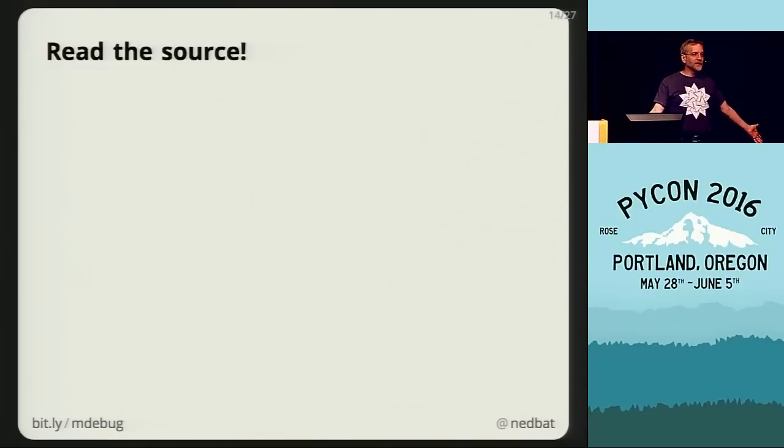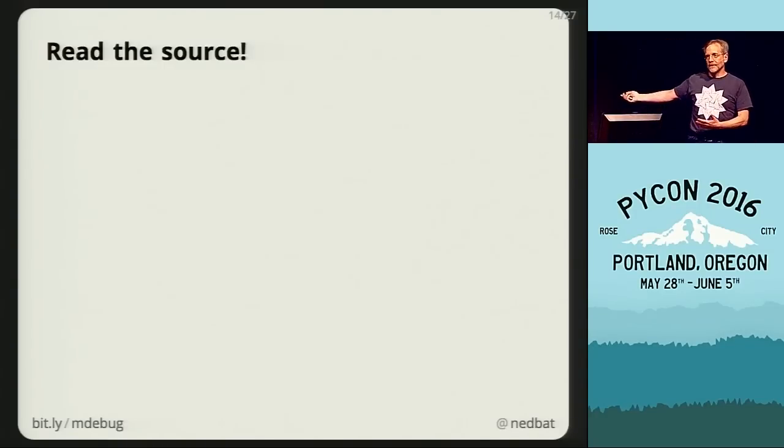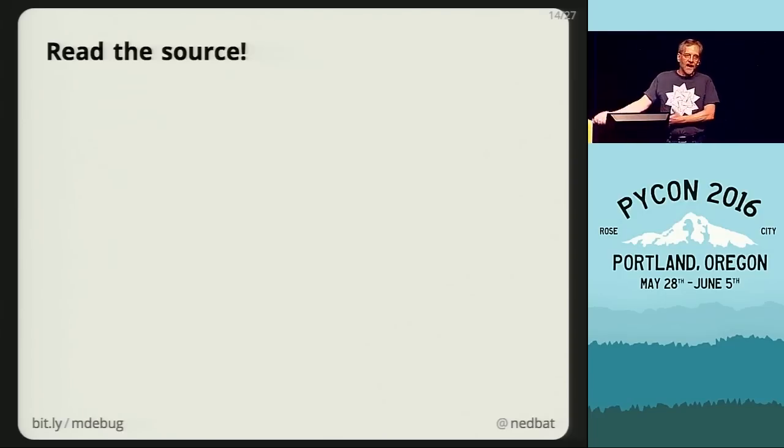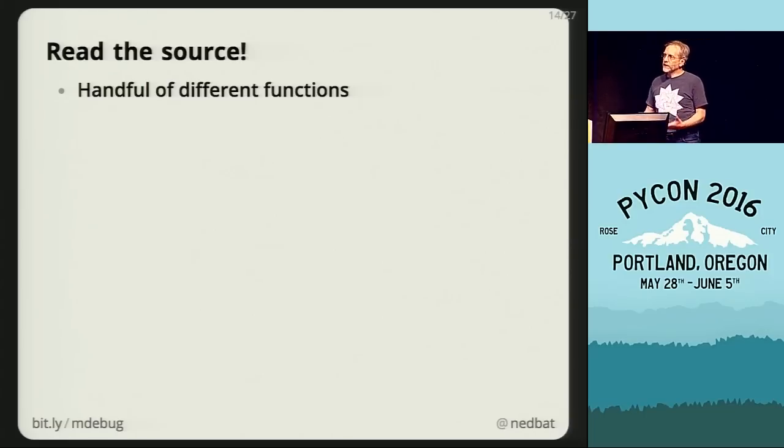Now, what are we supposed to monkey patch? Well, here's where we can just read the source, right? Tempfile.py is a file on your disk in the standard library. You can go and find it, and you can open it in your editor, and you can read it, right? If you look in the tempfile module, there are actually a half dozen or so different functions for making temporary things in different ways.